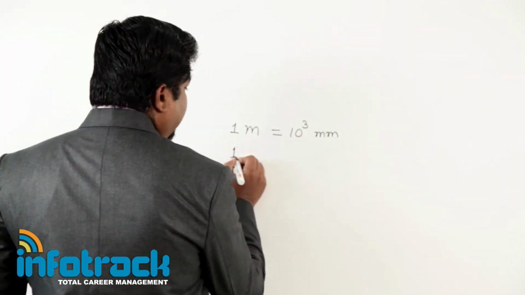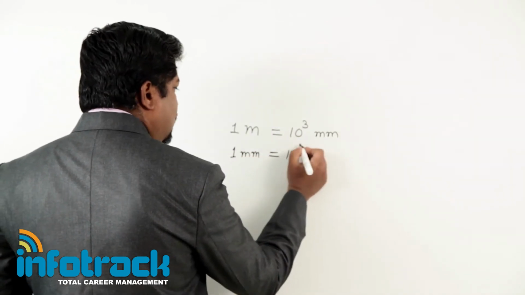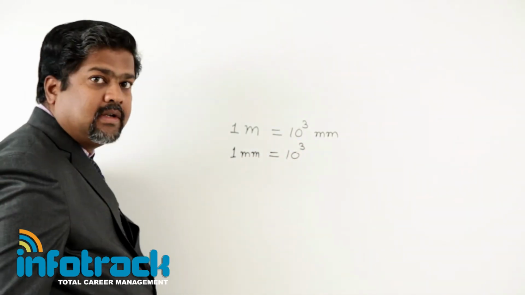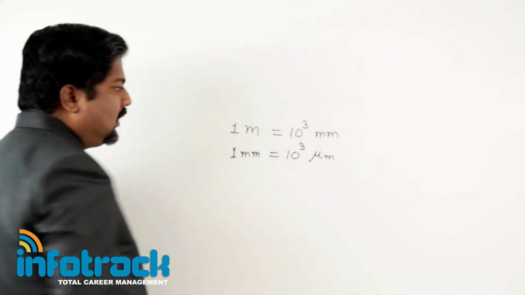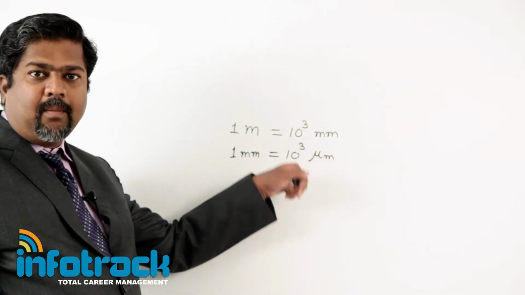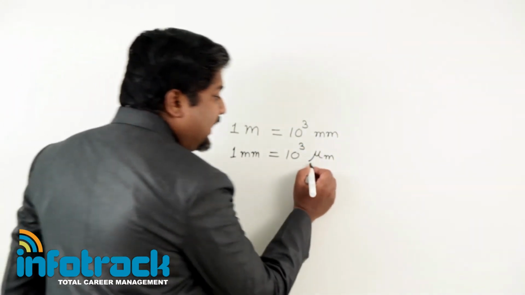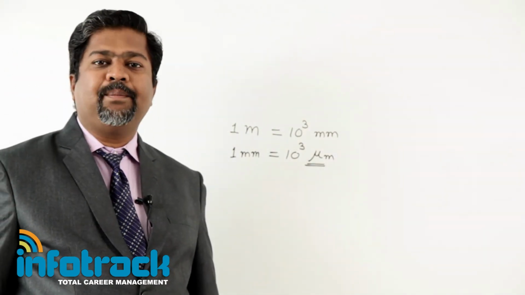Now 1 millimeter is further divided into power of 10 raised to 3, that is micrometer. Now there is a problem here, already I have used milli as m. Now for micro, the letter we are using is a Greek alphabet, pronounced as mu.